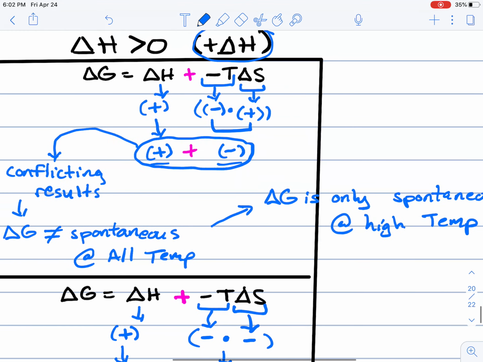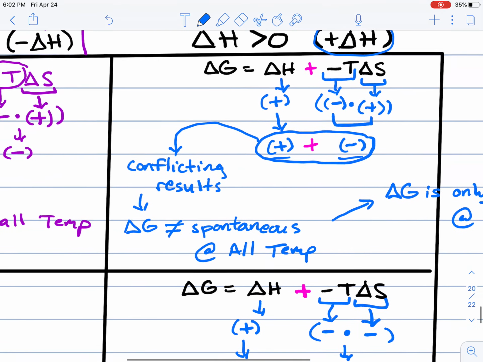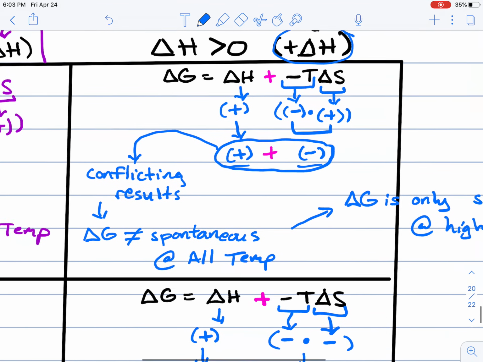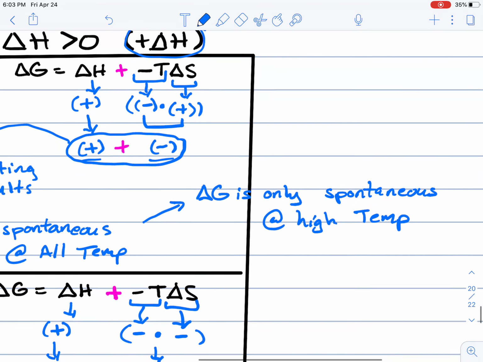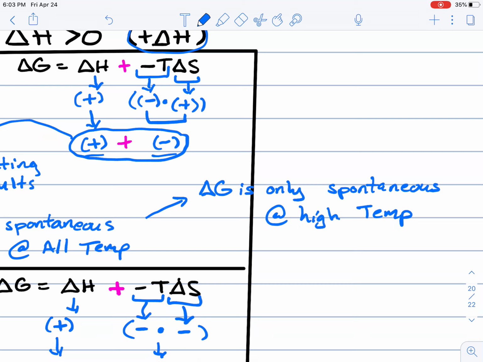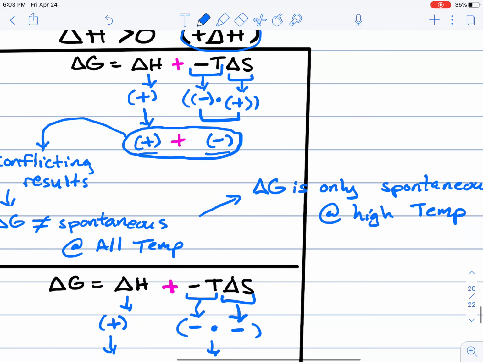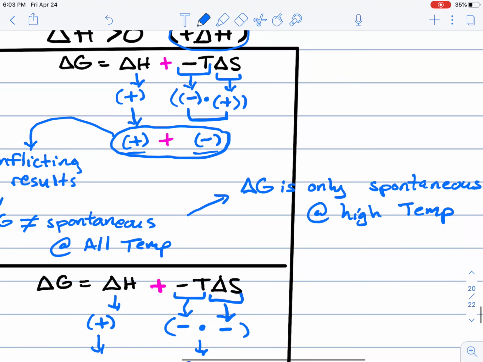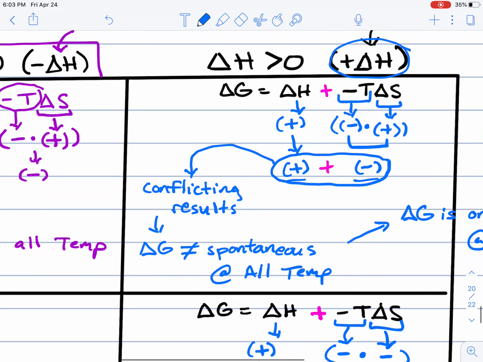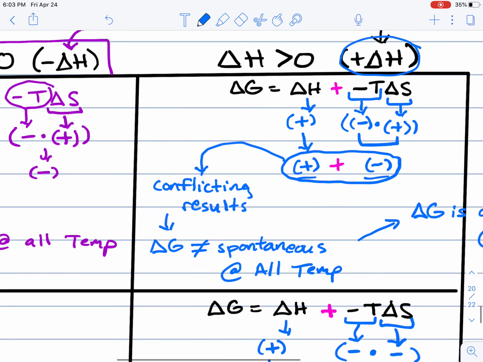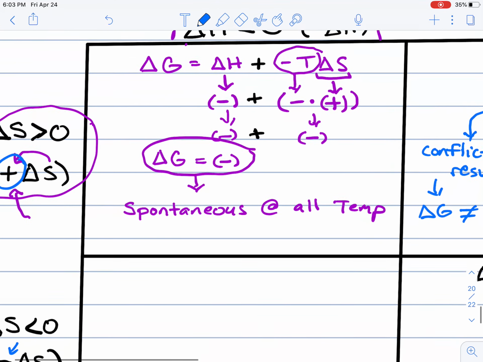Okay, so hopefully you guys understand that. And so obviously, if your temperature is not very high to the point where that negative sign does not dominate the equation, then your enthalpy value, which will be positive in sign, will dominate. And therefore, at low temperatures, the delta G is non-spontaneous because the value of delta G is going to be positive at low temperatures.